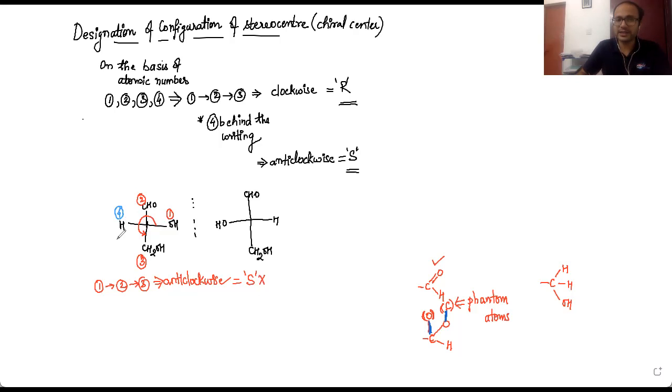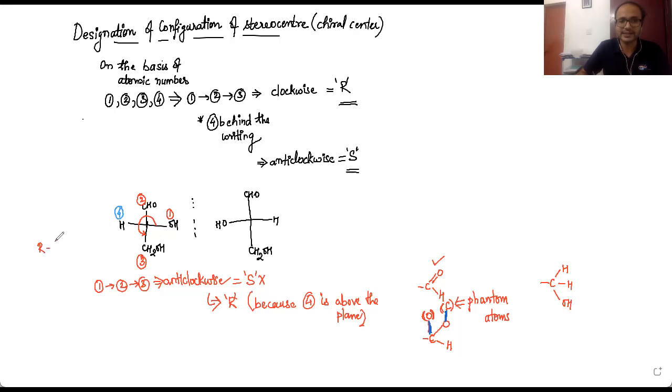Okay, so whenever in the Fisher projection your fourth priority group is on the horizontal bond, if you check the configuration and find it to be anti-clockwise, you can correct it by saying that this configuration is R. Why? Because your fourth priority group, that is your hydrogen, is above the plane. Therefore, when you initially check the sense of direction, it appears to be anti-clockwise, so it should be S, but it's a wrong configuration because your fourth priority group is on the horizontal bond, which is above the plane. So this particular glyceraldehyde is nothing but your R glyceraldehyde.